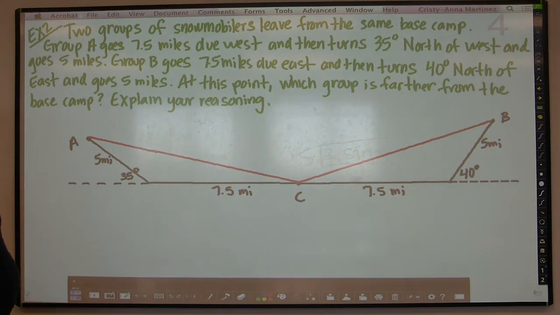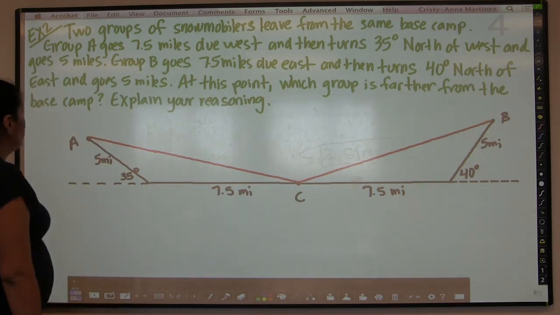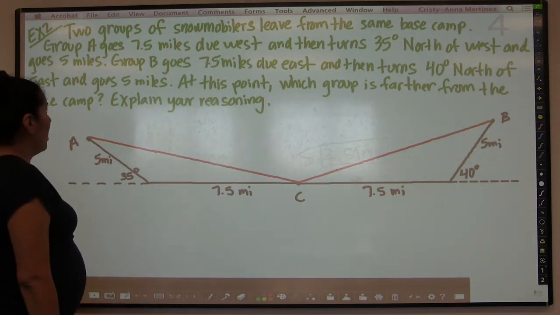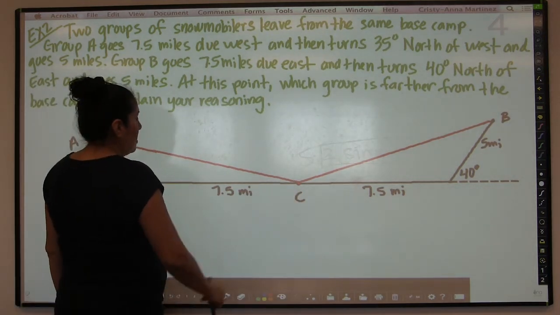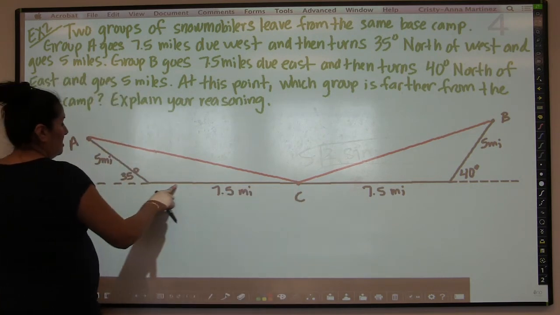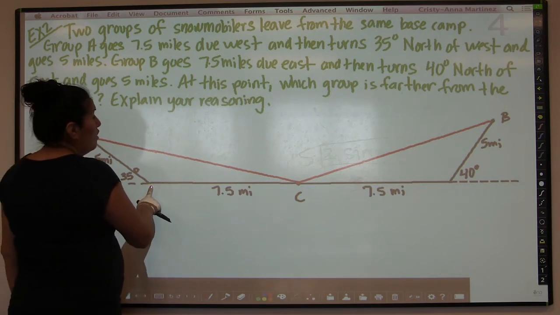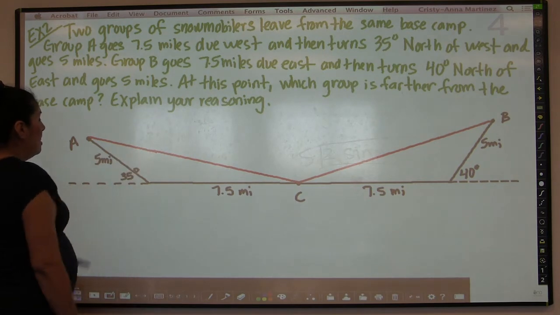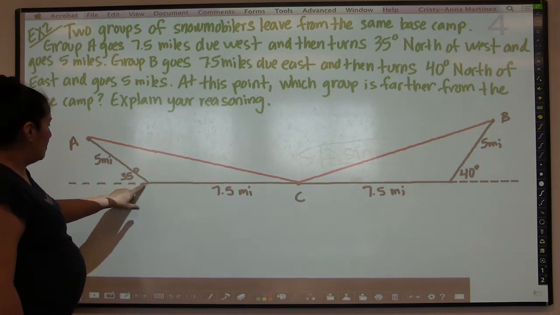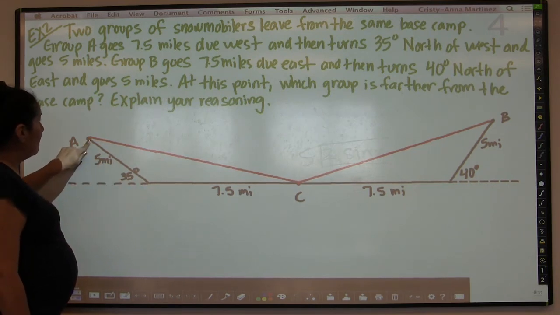It says, two groups of snowmobilers leave from the same base camp. So here's base camp right there. The first group, Group A, goes 7.5 miles due west. So that will be this direction. This is the westward direction. That's what I drew this little guy here for, 7.5 miles due west. And then they decided to turn 35 degrees north of the west direction. So now they're going to go in an upward direction at a 35-degree angle. That's what this represents right here. And they go for about another 5 miles.